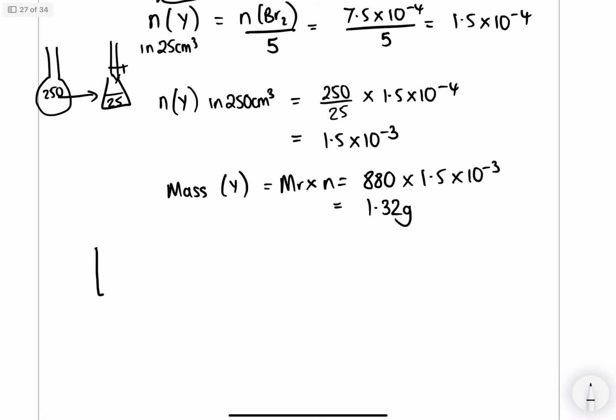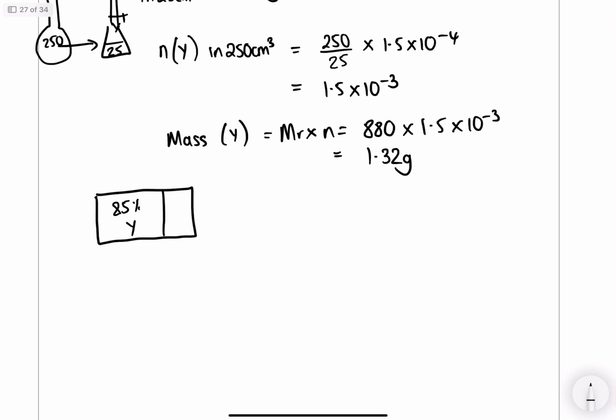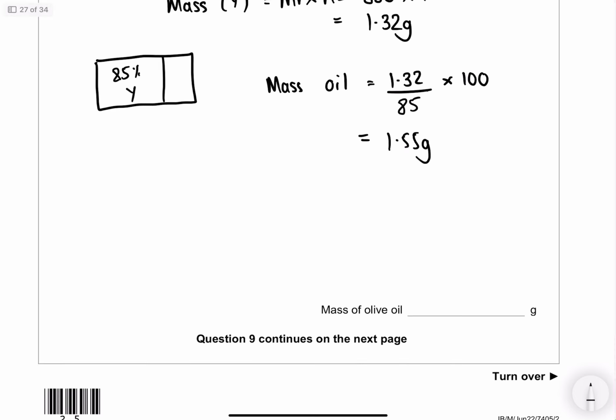But remember what it said at the beginning, that the oil was 85% Y. So what's 100% worth? What's the mass of the oil? So if we take our 1.32 grams and divide by 85, we'll find out what 1% is worth. Times by 100 and we'll find out what 100% is worth, and we get 1.55 grams.